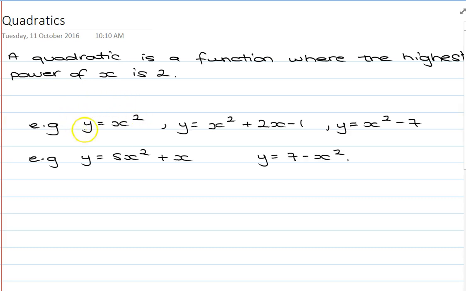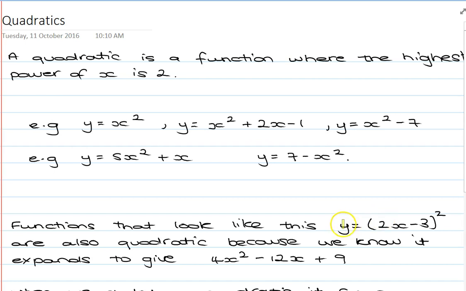So we've got y equals x squared, which is the most basic one of all. We can see that the power is 2, and if we look at this next function, y equals x squared plus 2x minus 1, again the highest power is 2, and this one, y equals x squared minus 7, the highest power is 2. This function here has a couple of values of x, but the highest power is 2, and similarly with this one, it doesn't matter that it's negative.